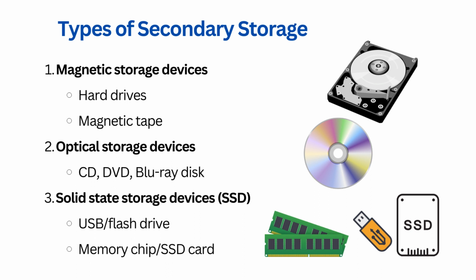The third category, solid state storage devices, make use of silicon microchips with transistors and an electrical current to determine the location of stored data. Examples for these are USB or flash drives, and memory chips or SSD cards.